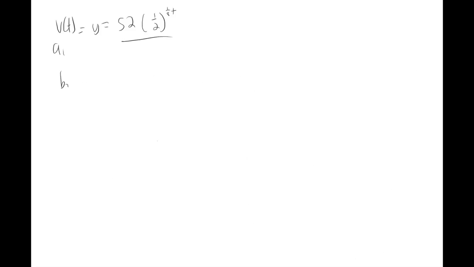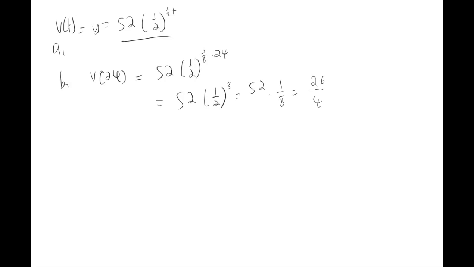So for part B, it's after 24 days. So V of 24 is 52 times 1/2 to the 1/8 times 24. So that's 52 times 1/2 cubed. So 52 times 1/8. What is that? 26 over 4, 13 over 2. So this is 13 over 2 RNA copies per, I think it was milliliters.